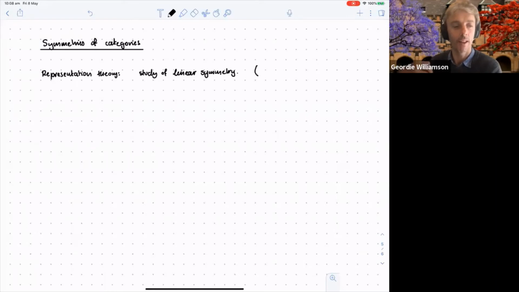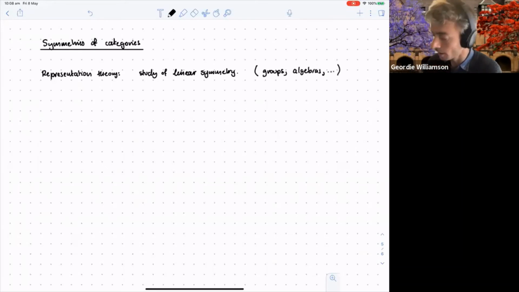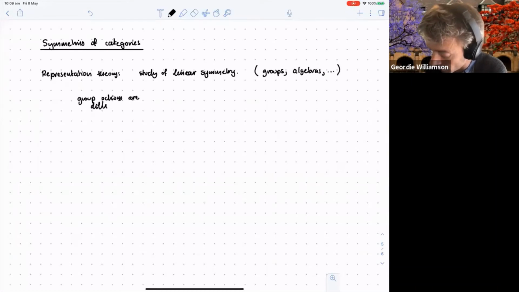And then you have this gradual realization that studying representations of groups is the same thing as studying representations of group algebras. And then you realize that there are very natural algebras that aren't group algebras anymore, like Hecke algebras or enveloping algebras. So the basic objects here that we study are groups, algebras, etc. And the basic observation is that group actions are difficult, but they become easier once we linearize.